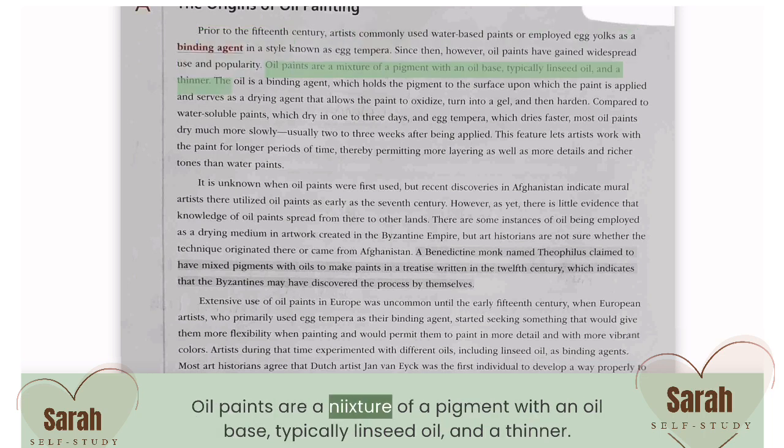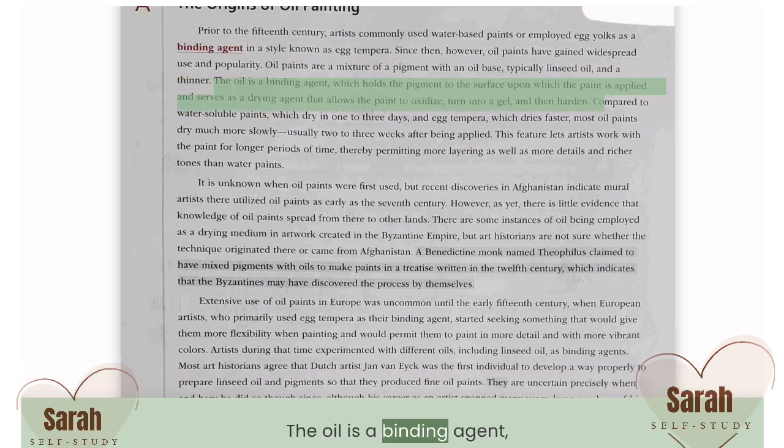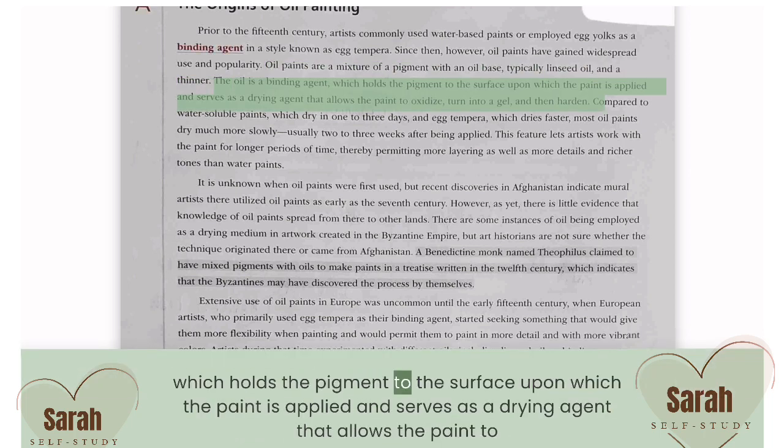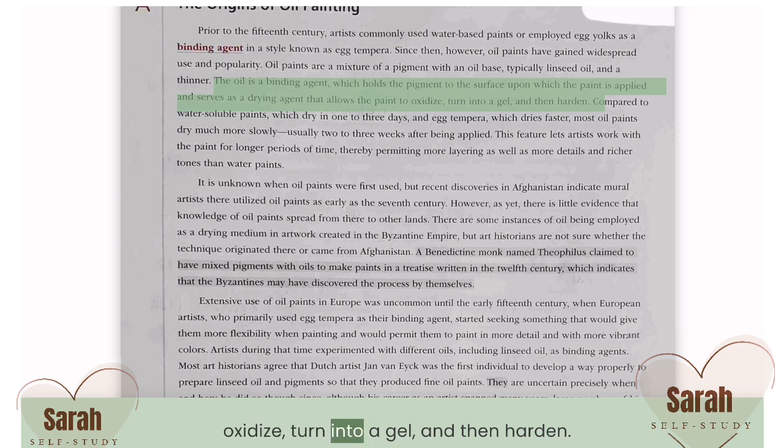Oil paints are a mixture of a pigment with an oil base, typically linseed oil, and a thinner. The oil is a binding agent, which holds the pigment to the surface upon which the paint is applied and serves as a drying agent that allows the paint to oxidize, turn into a gel, and then harden.